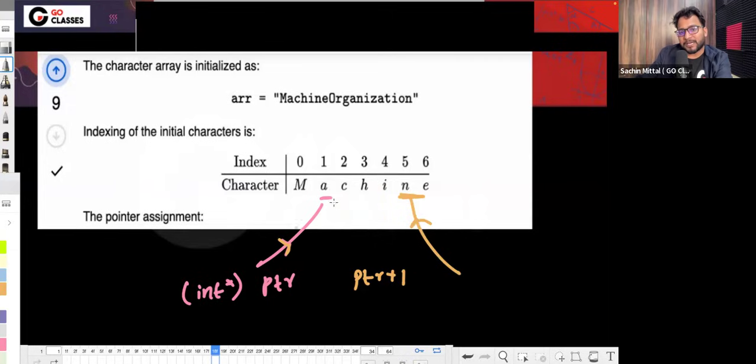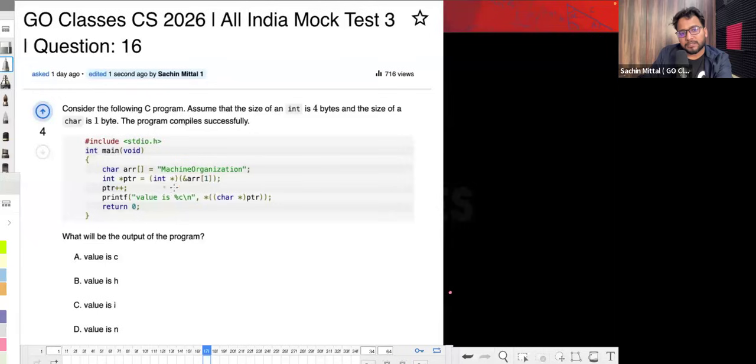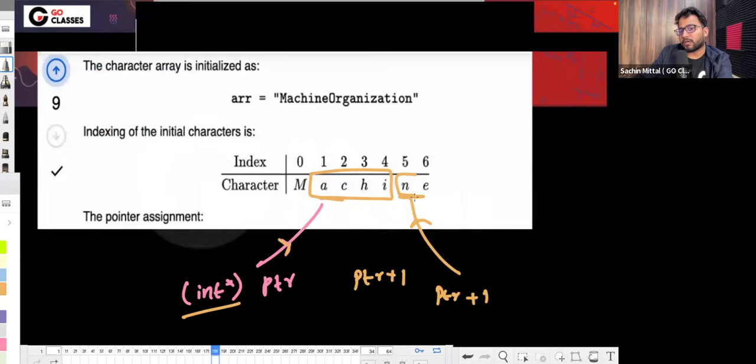So PTR is this, but PTR plus 1, these are the 4 bytes. It will jump 4 bytes. So PTR plus 1 will be pointing here if it is an integer pointer, if we are typecasting it. So PTR plus plus means PTR plus 1, so it will jump 4 bytes. And the moment we are printing it, we are again typecasting it to a character pointer, so that we are just taking the 1 byte from here. So it will be just printing n.